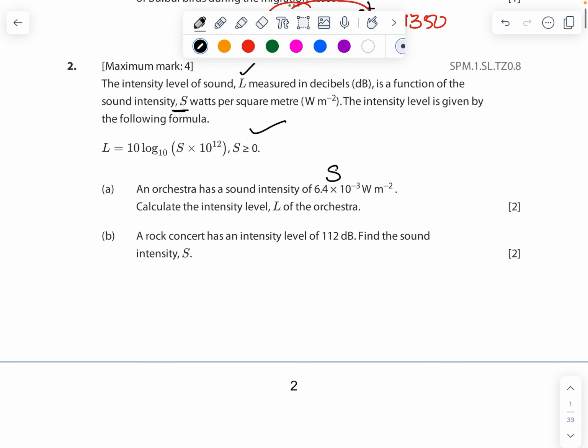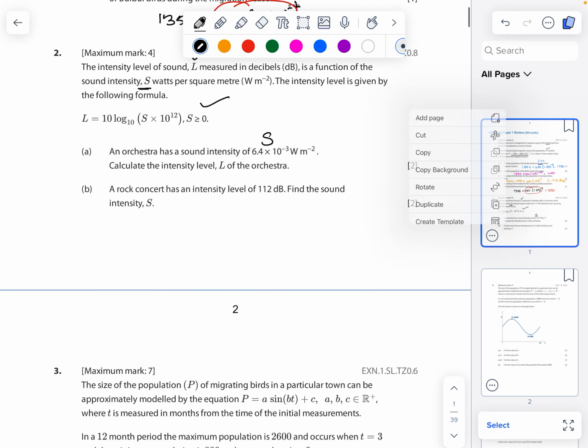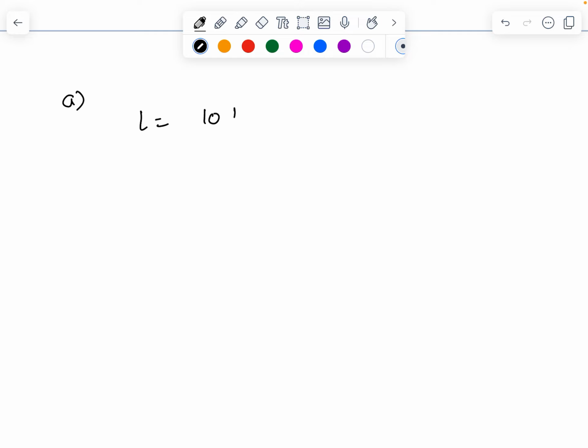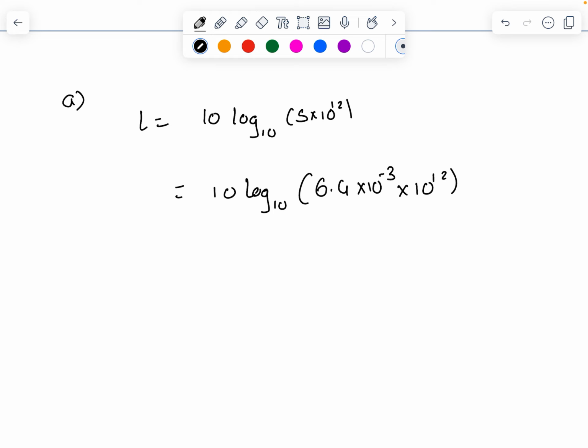So for that, what am I going to do? I'm going to use the formula. What is the formula? Part A, L equals 10 log base 10 of S times 10 power 12. So what does it become? 10 log base 10 of 6.4 times 10 power minus 3 times 10 power 12. Use the calculator, you should be getting 98.1 decibels.